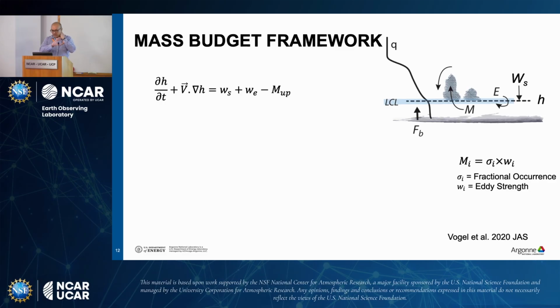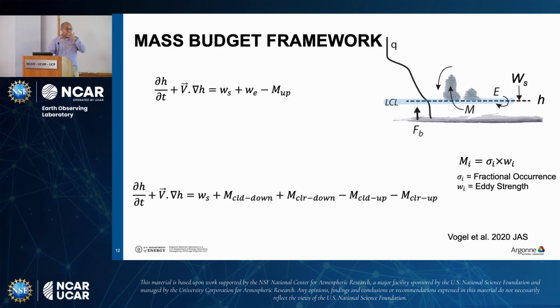And just to revise, the mass flux here is actually just a number of eddies or fraction of occurrence multiplied by the strength of the eddies, right? So you can have a cloudy updraft mass flux. So you get the number of cloudy updrafts and then their strength, and you just sum it up for the whole distribution. That's how it works out. So you can do the same thing for cloudy downdrafts, clear air updrafts, and clear air downdrafts. Right? You can do all of those because we have measurements for that.